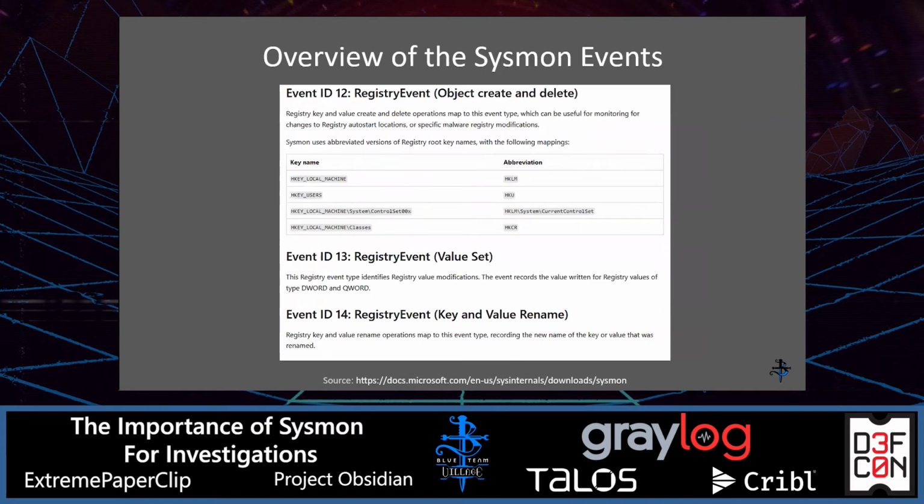Event ID 12, you could think of these as the registry events here. This one, event ID 12, talks about an object was created or deleted in the registry. Event ID 13 shows you the value that was set for that registry event. And event ID 14 talks about the key and value rename.